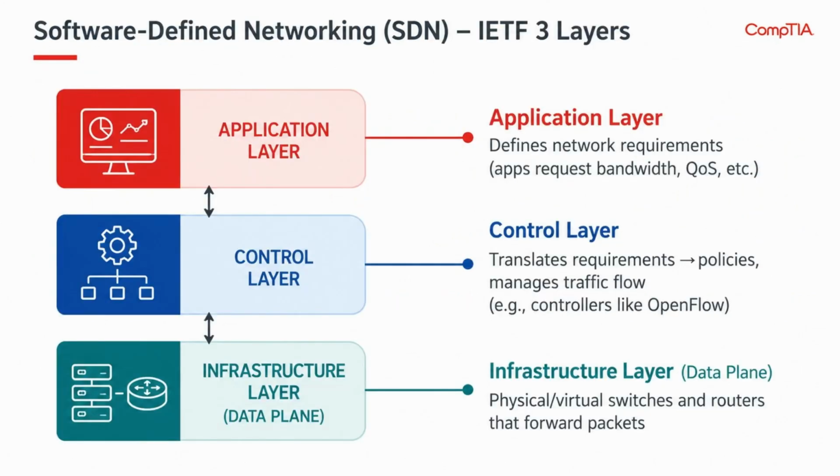Software-defined networking, as defined by the IETF, breaks into 3 layers. The application layer defines network requirements, apps requesting bandwidth or QoS. The control layer translates those requirements into policies and manages traffic flow, using controllers like OpenFlow. And the infrastructure layer, or data plane, is the physical and virtual switches and routers that actually forward the packets.